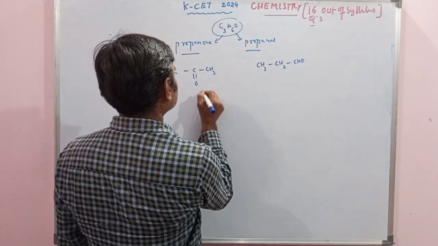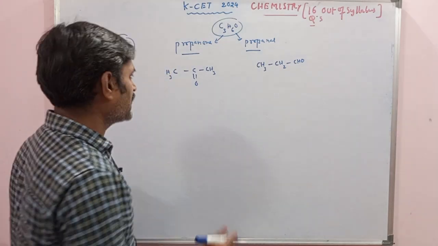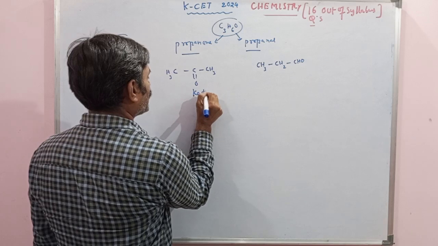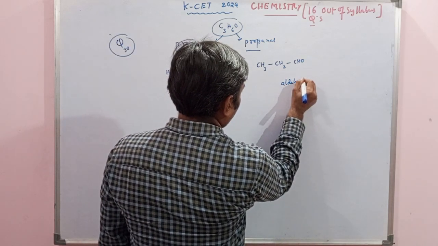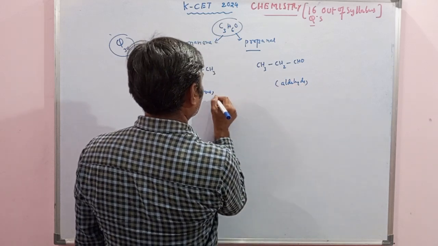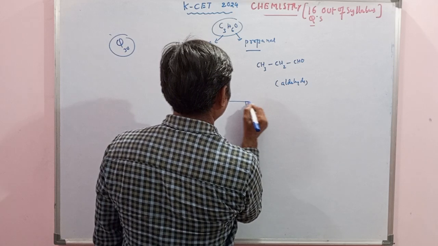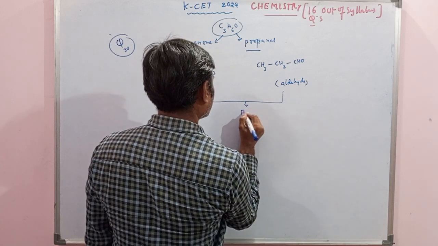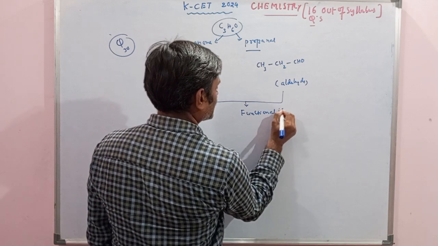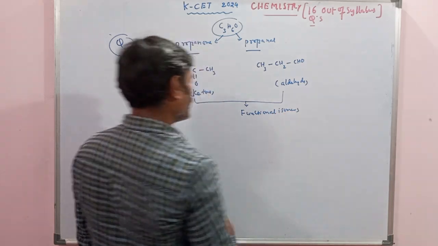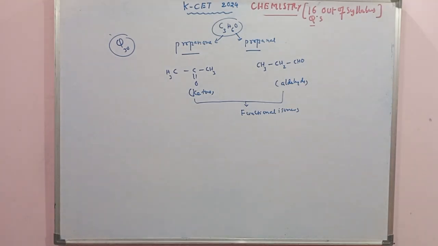That's why they are called functional isomers. This is a ketone, that is the functional group. Here the functional group is an aldehyde. So these are nothing but functional isomers, and the phenomenon is called functional isomerism.